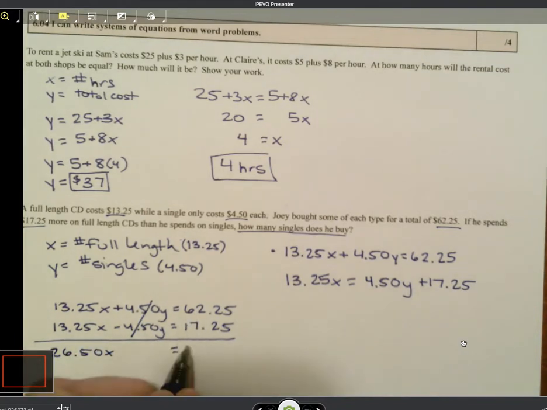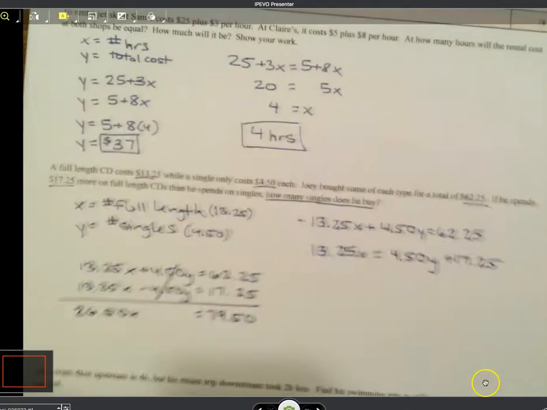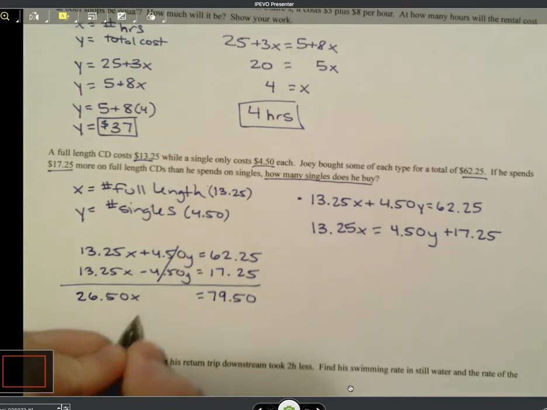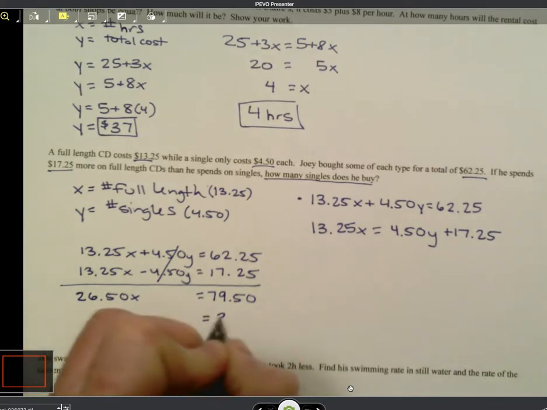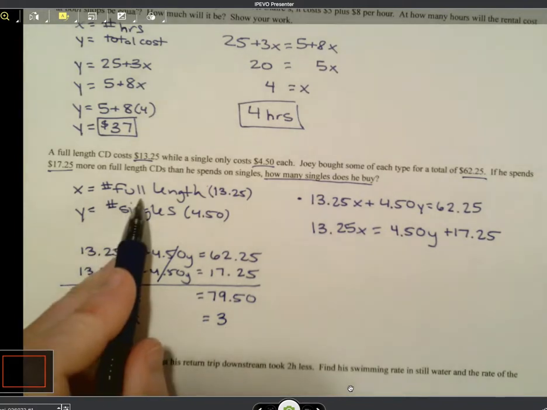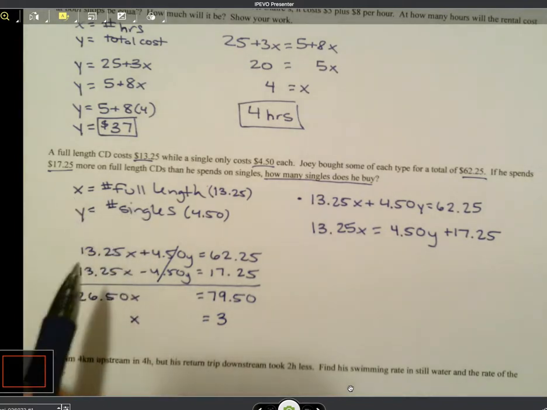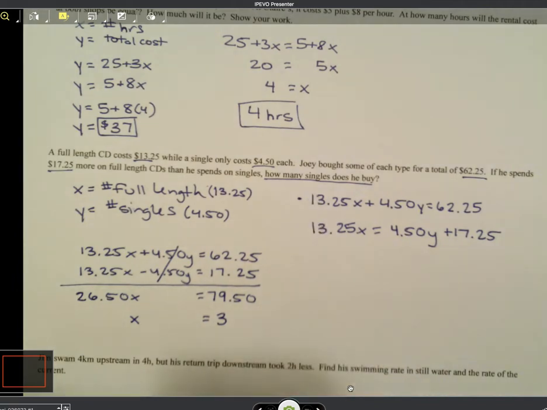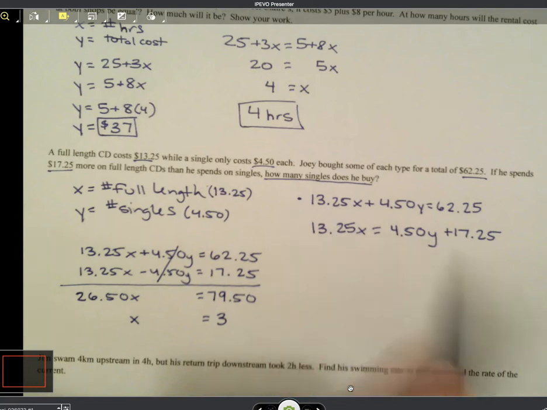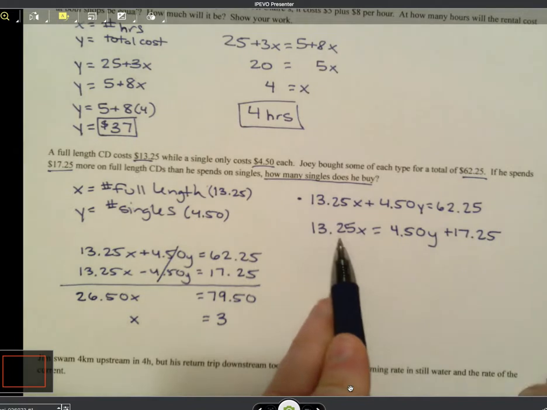This is going to be 7950. And if I divide by 2650, x is going to be 3. So x is 3. That's full-length, but we don't want full-length. We want singles. So now I need to plug this into one of the original equations and see what I get. Let's go ahead and plug it into this one.